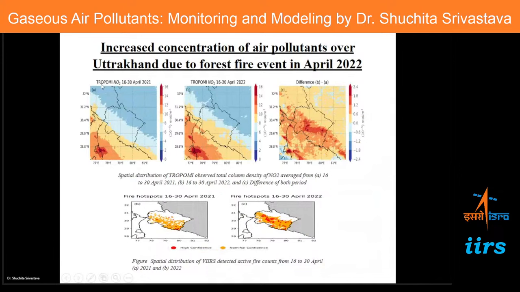2022. Here you can see the TROPOMI NO2 distribution for the same period over the Uttarakhand region. And here you can see TROPOMI NO2 for 2022, when this specific fire event occurred over Uttarakhand. And here you can see the difference. So using satellite data and comparing it with non-pollution episodes, we can estimate the amount of pollution added to the atmosphere because of that particular pollution episode.